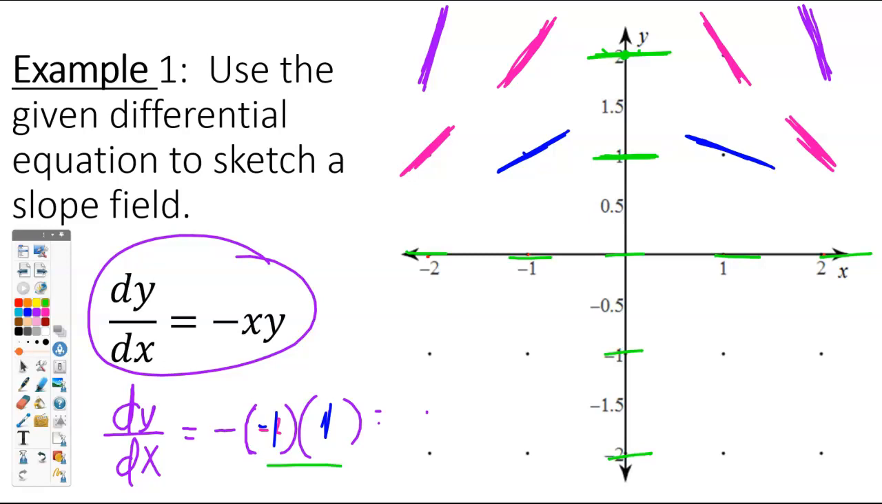Now just be careful though. If you ever have a differential equation where it's a fraction and you plug a 0 in the bottom, that does not make 0. That makes undefined. That's a vertical one, so you've got to watch out for that.